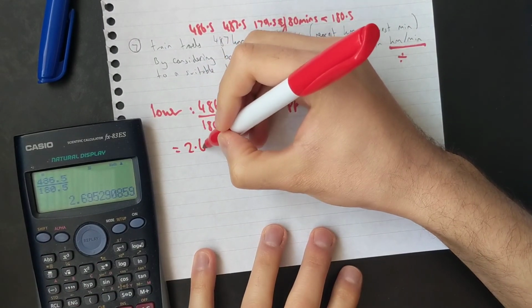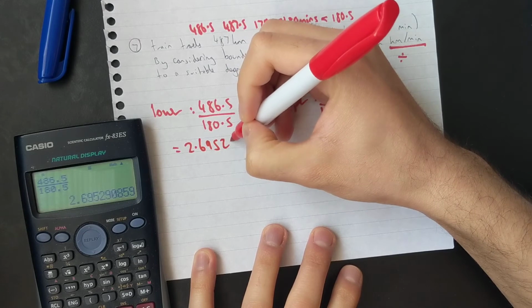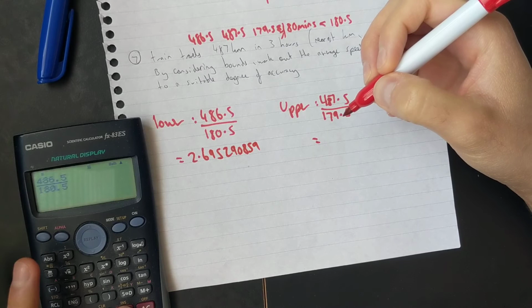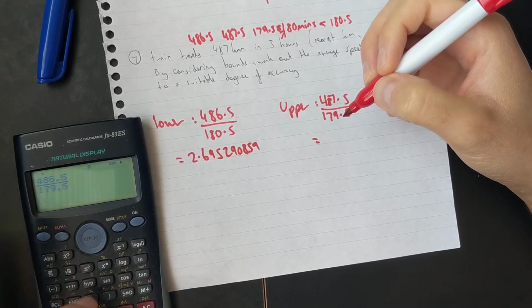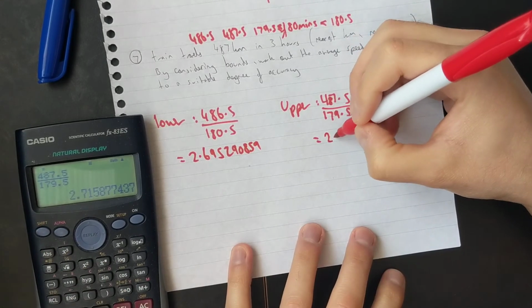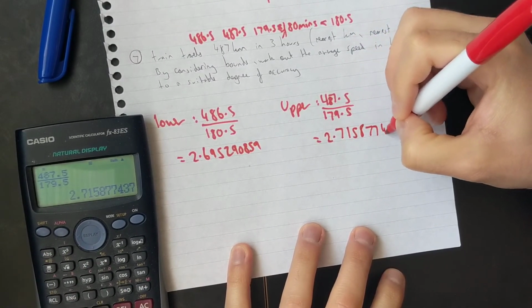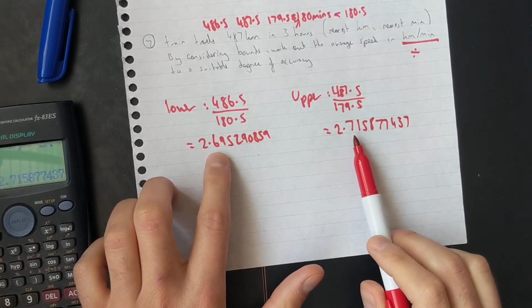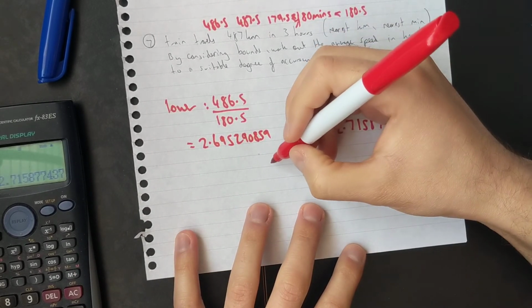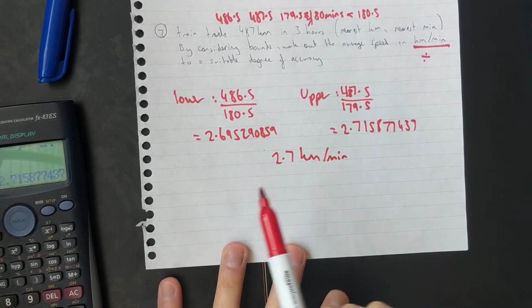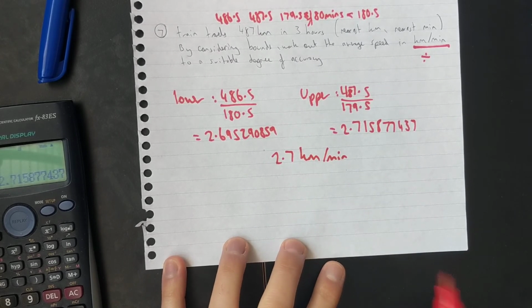So we've got 2.695290859. And 2.715877437. So here it changes at the first decimal place, and well, this would round to 2.7, this would also round to 2.7, so that is 2.7 kilometers per minute, again as both upper and lower bound agree to one decimal place.